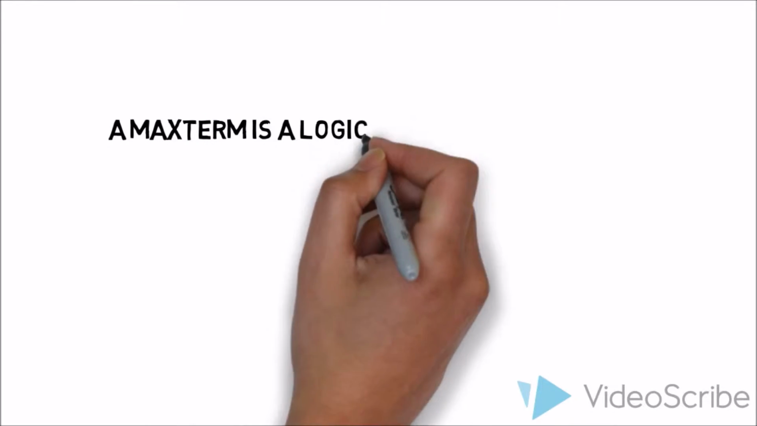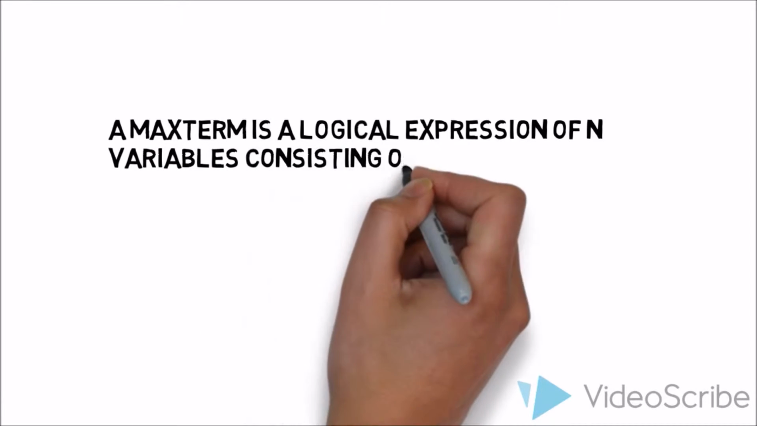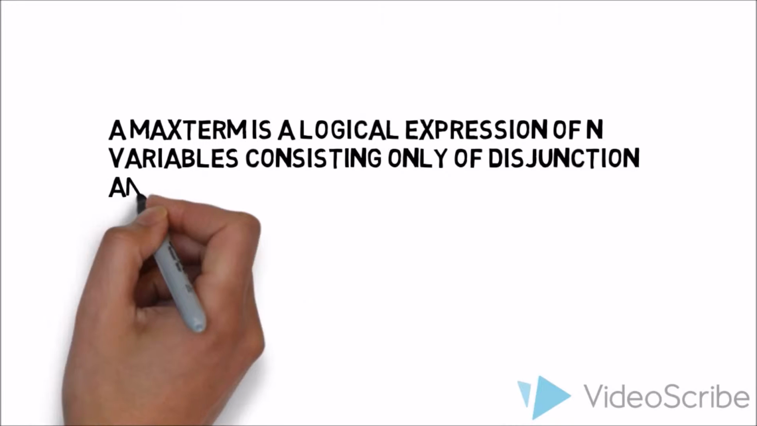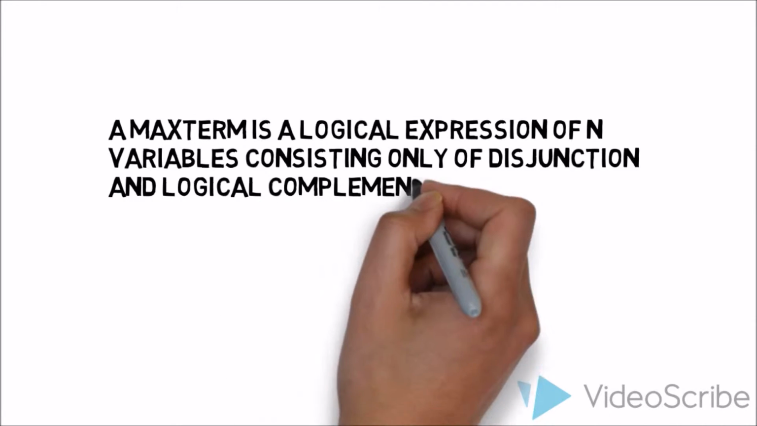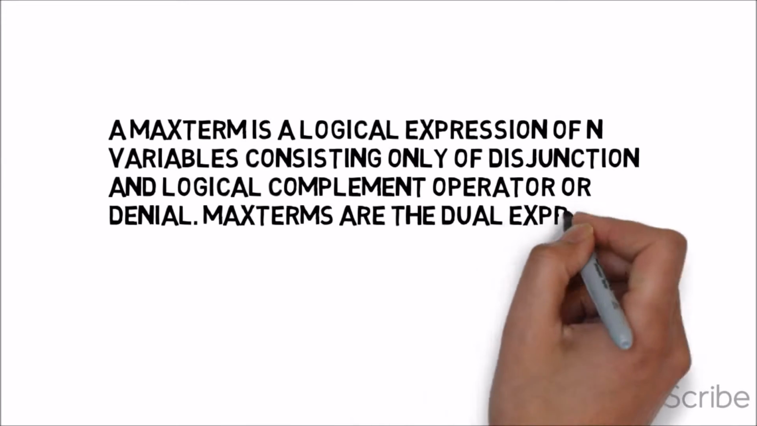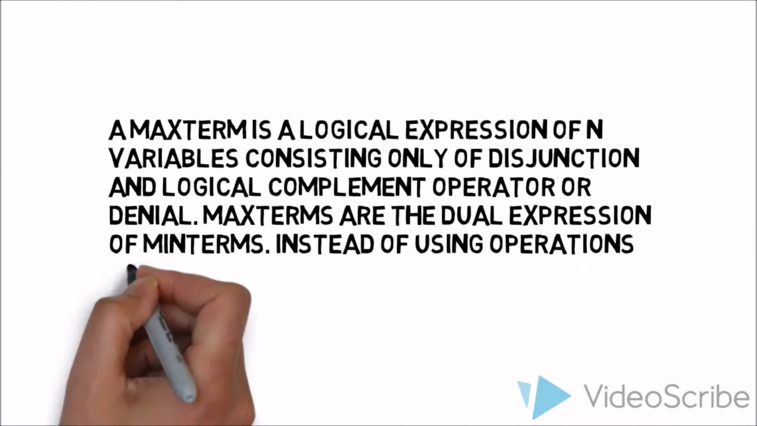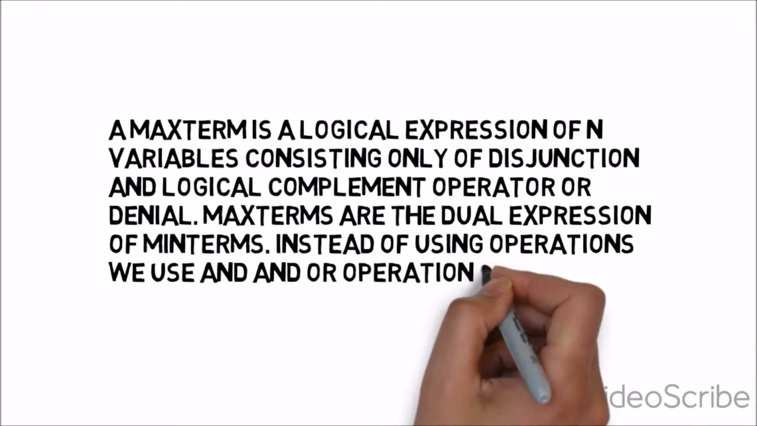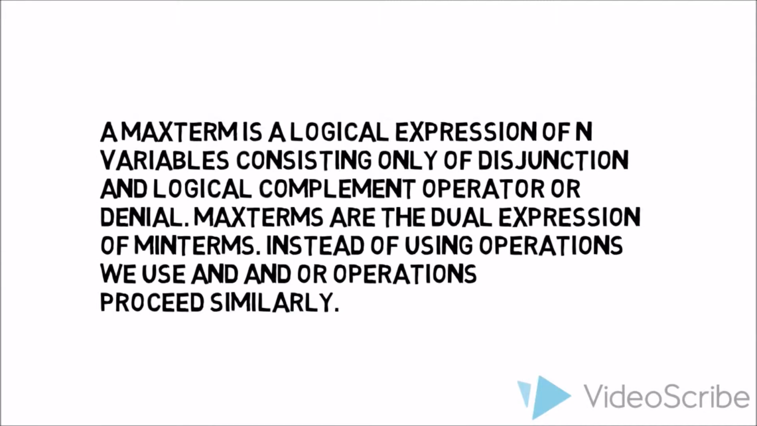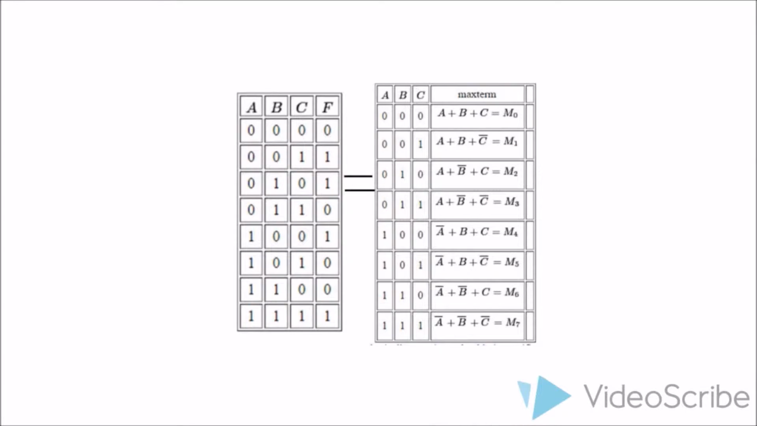Now let's talk about maxterms. A maxterm is a logical expression of n variables consisting only of the disjunction and the logical complement operator, or denial. Maxterms are the dual expression of minterms. Instead of using AND operators, we use OR, and operations proceed similarly. This is an example of a maxterm and how you can write it as the example on the right.